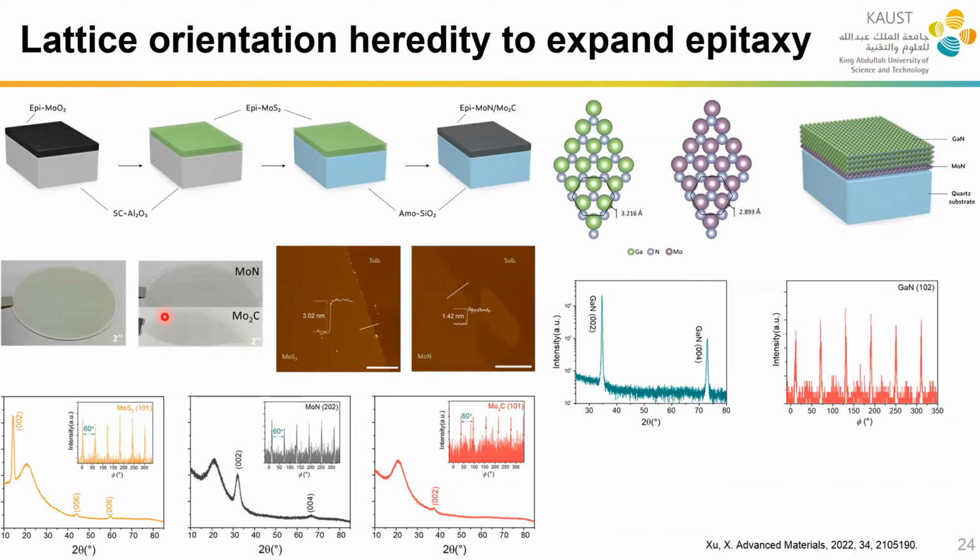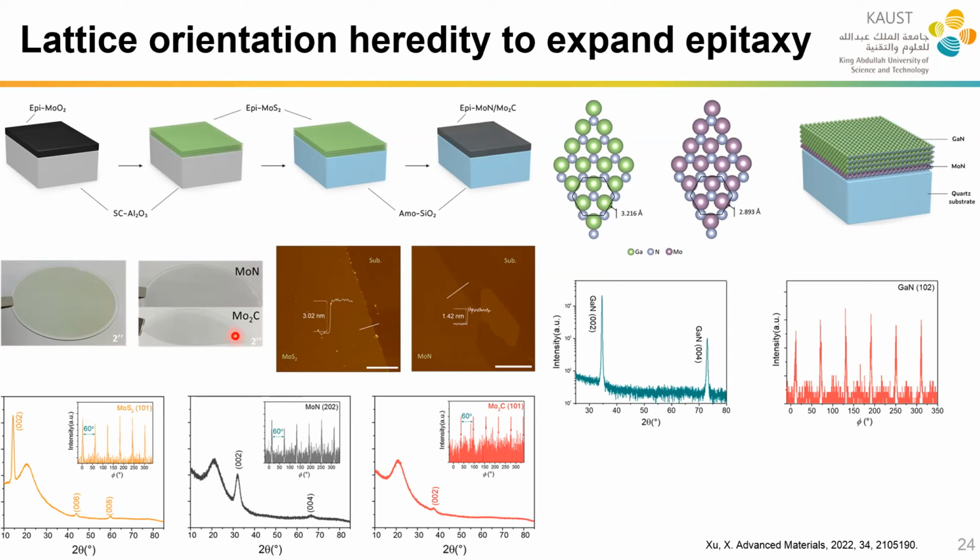So after that, we did a deeper investigation on the multilayer film. We found that in the multilayer film, we have a very interesting phenomenon, which is lattice orientation heredity. So how did we figure out this phenomenon? It's like this. First we get the mono-oriented epitaxial molysulfide. We transfer it from the single crystalline substrate to an amorphous surface, and then we do the conversion. Surprisingly, we found that the thin film converted from molysulfide still maintains the mono-oriented feature.